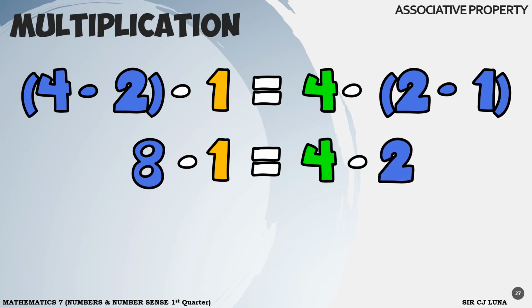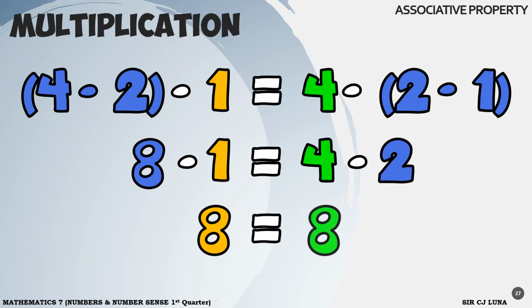Simplify natin. Ano ang 8 times 1? Tama, 8. 4 times 2 naman ay 8 din. So, they are equal. They are just the same. So, ganun ang associative property of multiplication.